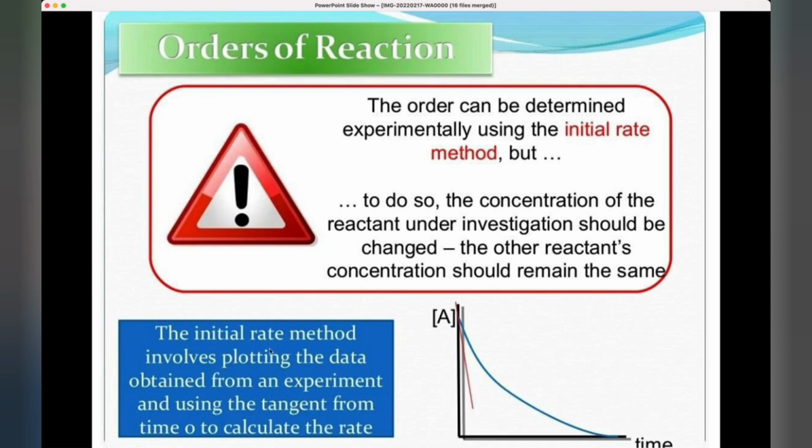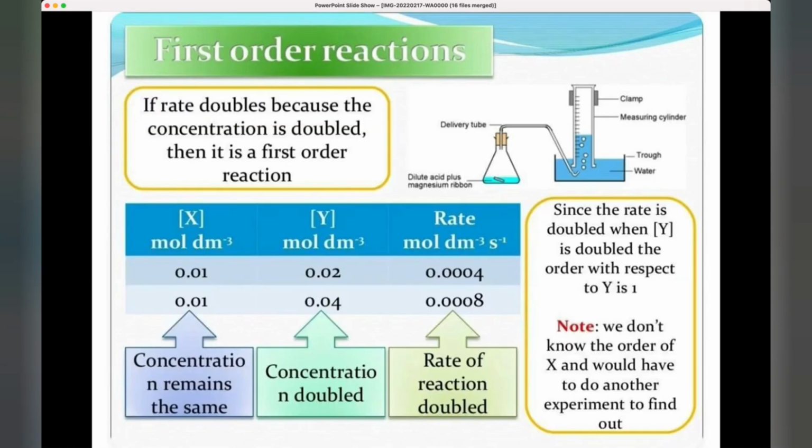According to the initial rate method, we plot a graph with the data obtained from the experiment, and then we use the tangent with respect to time to calculate the rate. So this part also should be clear to you now. Now we will see some details about the first order reaction. We already said that if the rate doubles when the concentration is doubled, then it's a first order reaction.